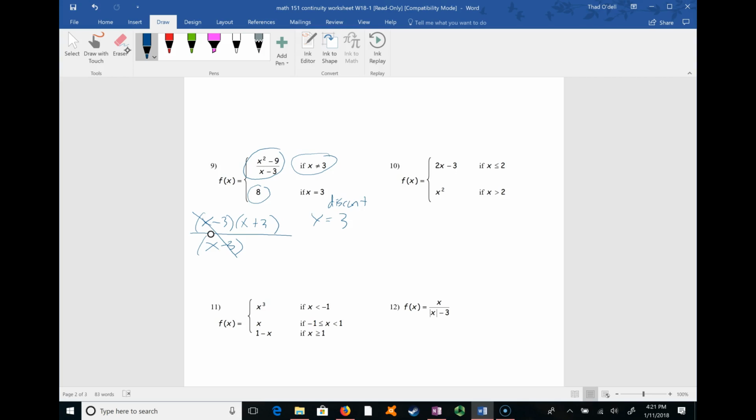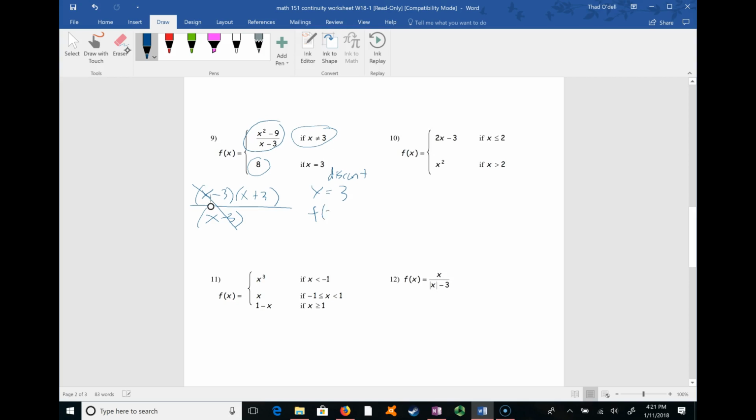But the reason it fails the definition is that f of 3 is not equal to the limit of f of x as x approaches 3. So there is a limit. It's 6, we found it up here. There is a value, f of 3 is 8. It's right there, but 6 and 8. So in other words, this guy is 8 and that guy is 6, and those clearly do not equal. And so we would call this a removable discontinuity. This is basically just a hole.